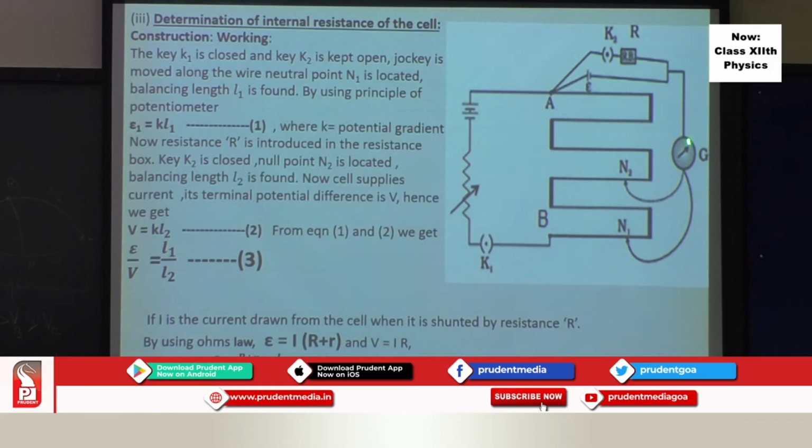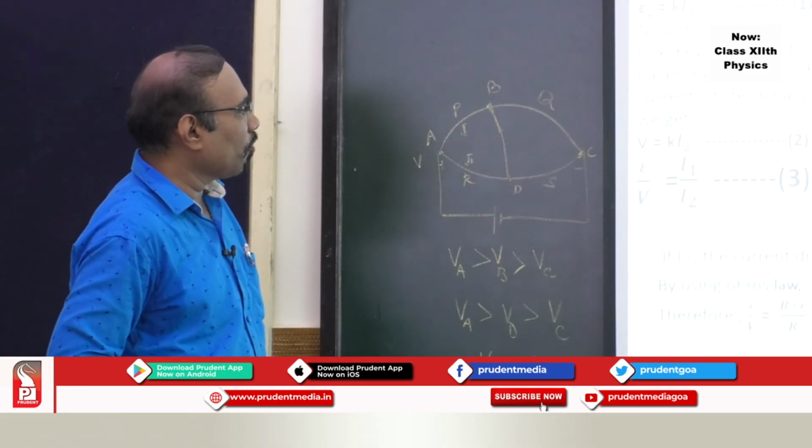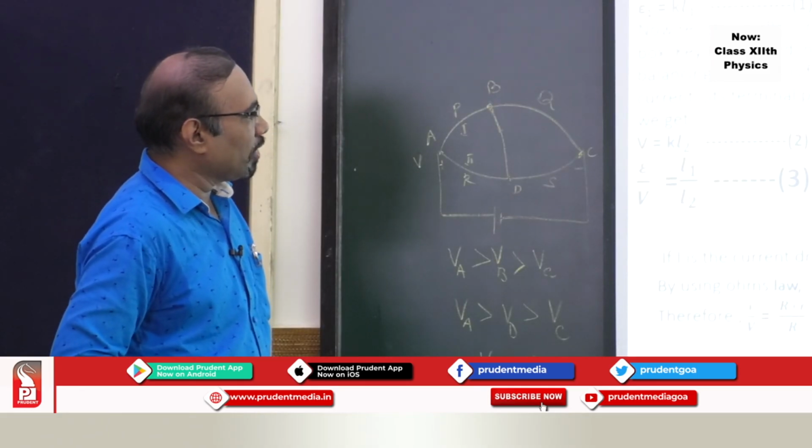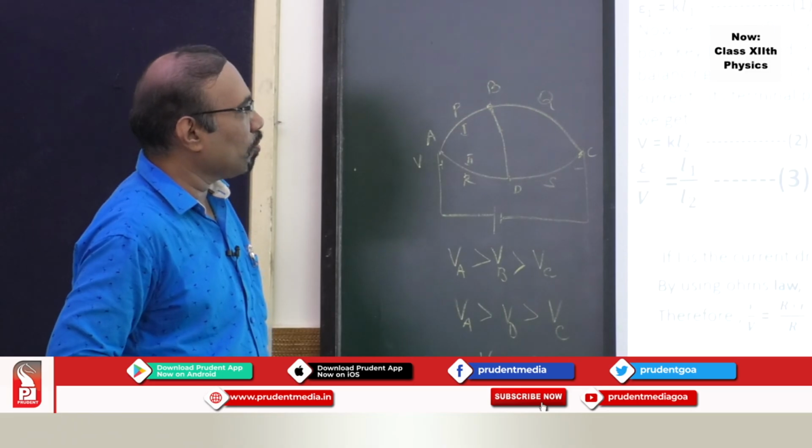Now you put this key K2 also, and again find the balancing length L2. You will get the potential difference V is equal to K times L2, because now the cell is supplying current to this circuit. Then E by V is equal to L1 by L2, and by using Ohm's law in this particular circuit, you can resort to the final formula, internal resistance r is equal to capital R times L1 upon L2 minus 1.